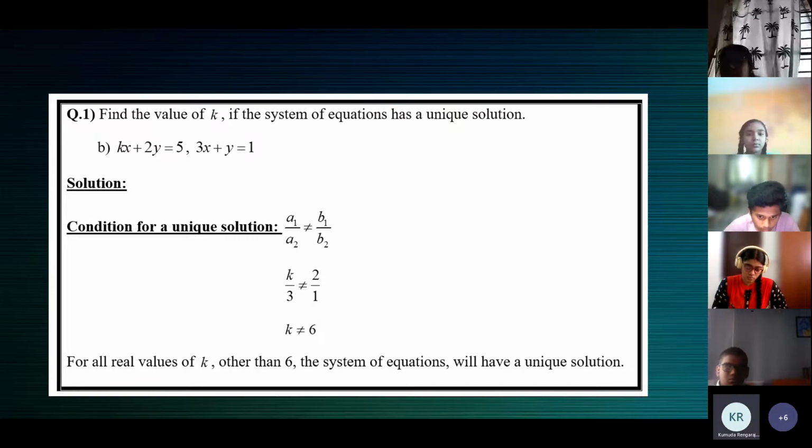You must first write the condition for a unique solution.